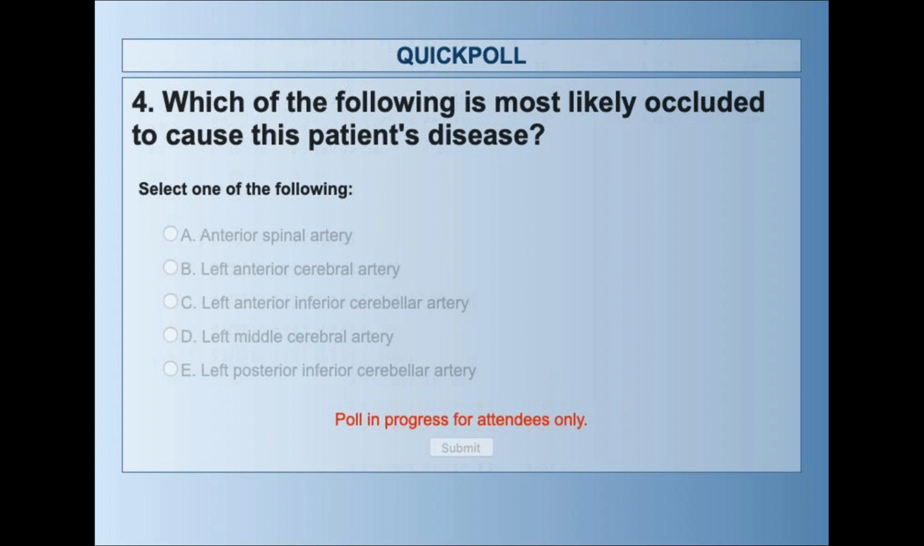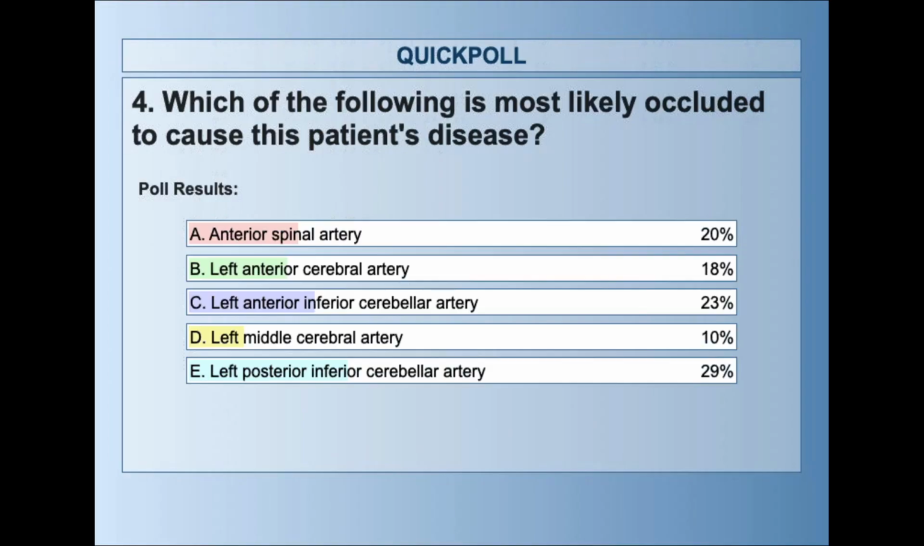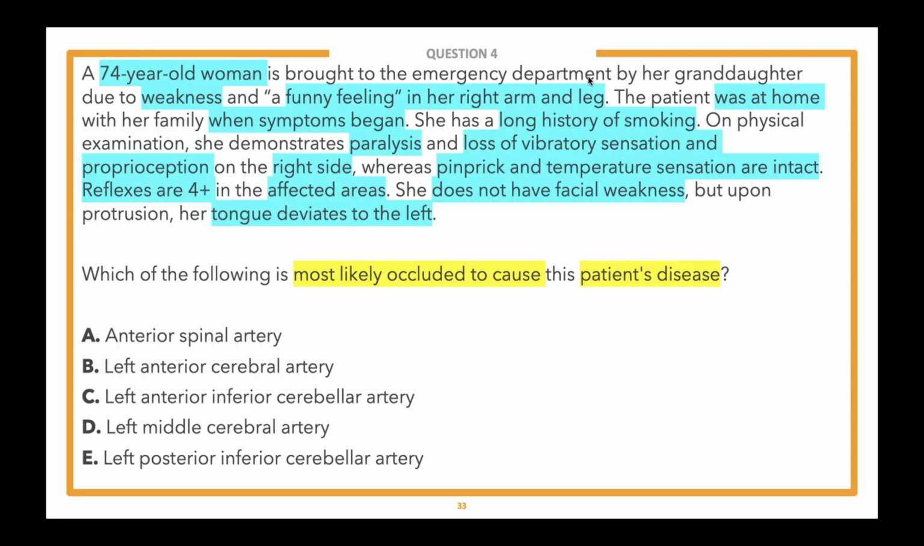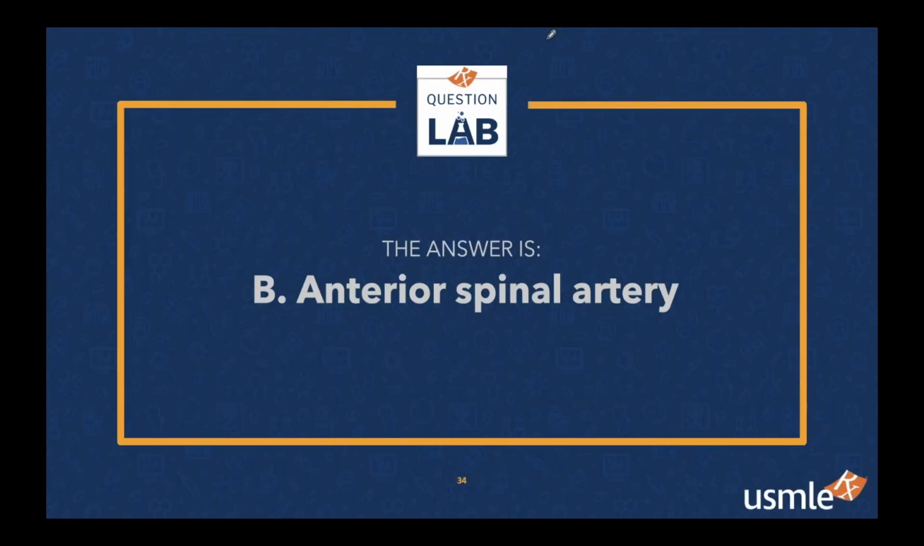All right, let's see what you selected. It looks like 29% of you selected the left posterior inferior cerebellar artery. And let's see what the correct answer is. The correct answer is actually answer choice A, anterior spinal artery. And looks like 20% of you got that correct. So well done to those of you who got it. If you didn't, don't worry, just pay attention to Paris now.